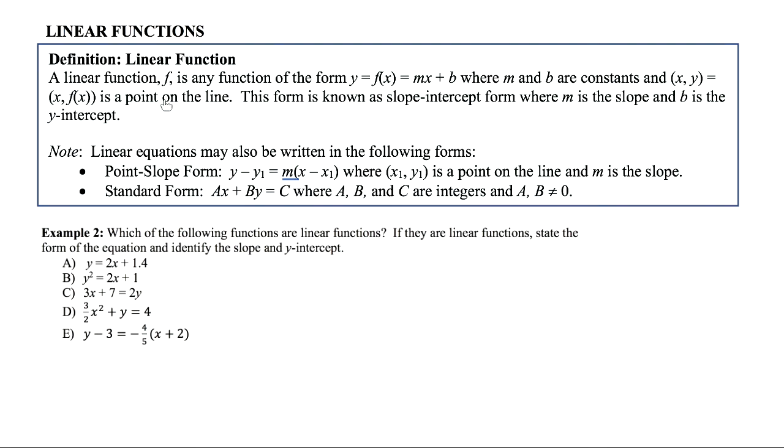This form, y equals mx plus b, is known as slope-intercept form. So whenever you see slope-intercept, you're going to think of y equals mx plus b, because m is the slope and b is the y-intercept.